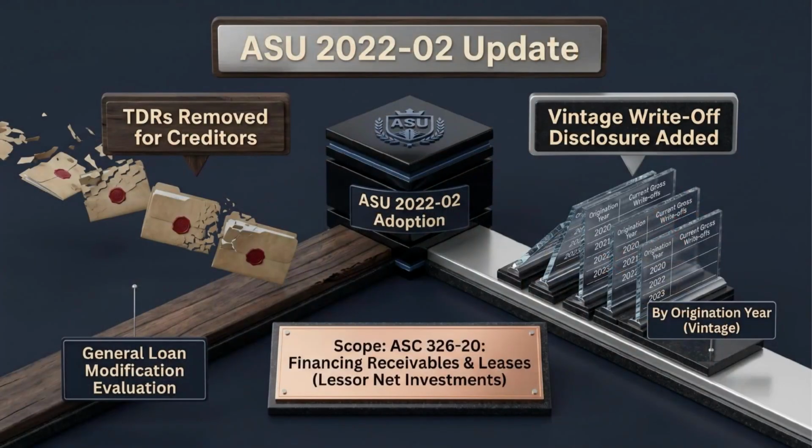ASU 2022-02 also changed the credit loss landscape. It eliminated the separate troubled debt restructuring framework for creditors, which we commonly call TDR guidance. Loan modifications are now evaluated using the broader loan modification framework. The update also added vintage write-off disclosure requirements, meaning current period gross write-offs are disclosed by origination year for relevant financing receivables and lessor net investments in leases. We will not go deep into disclosure mechanics here, but you should know this update changed both practice and reporting.